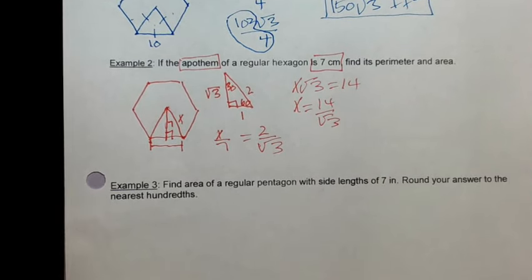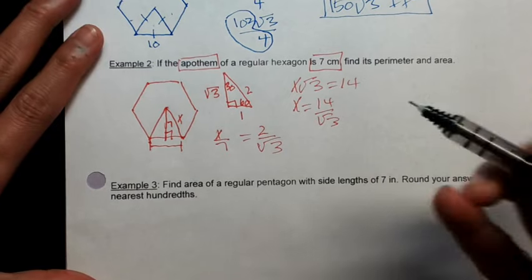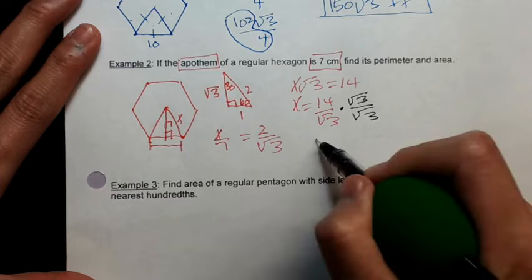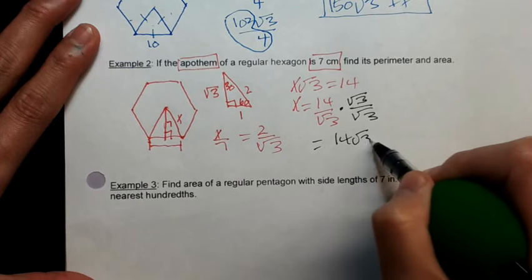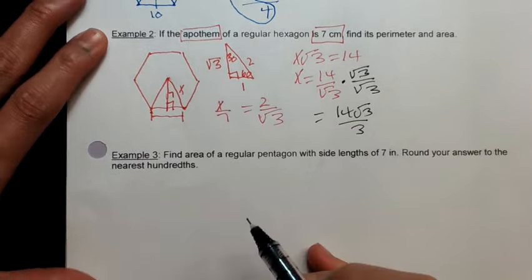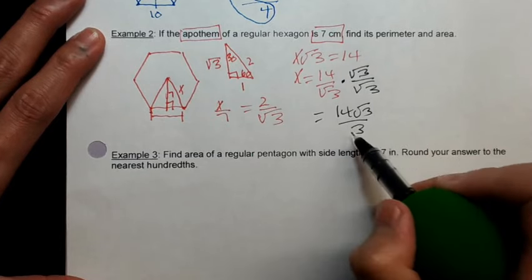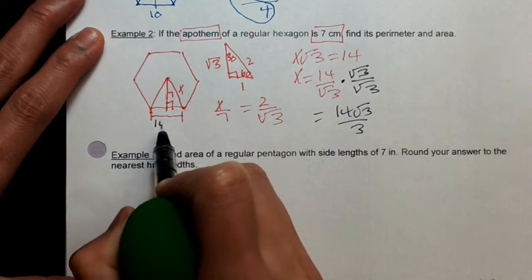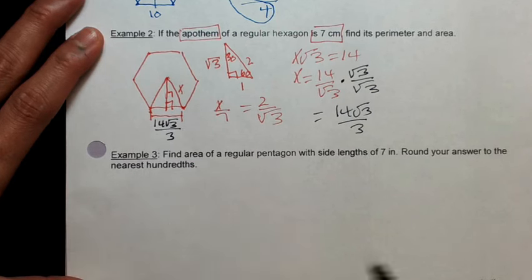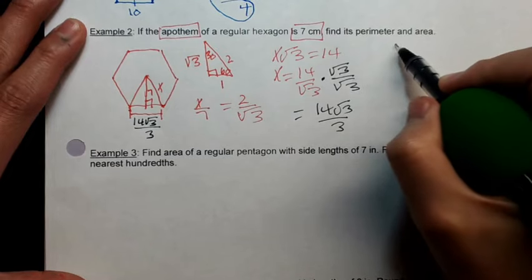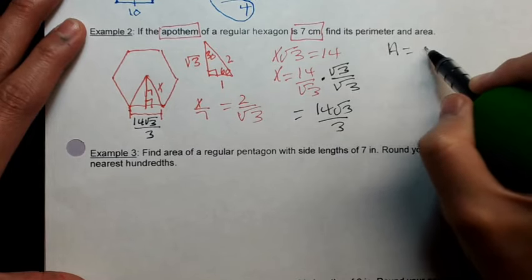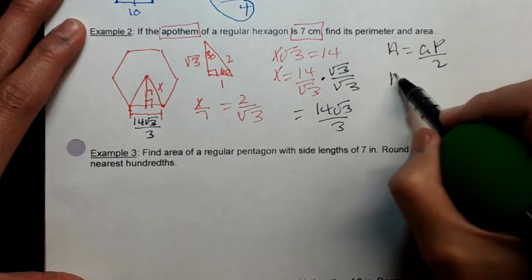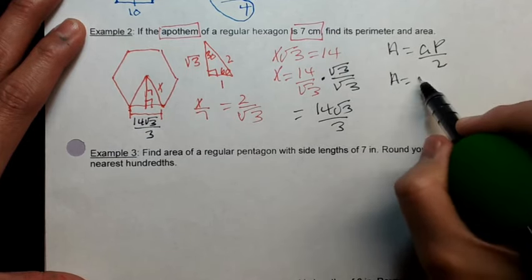And what was the rule when you have a radical in the bottom? You multiply by root 3 to get rid of the radical. So I get 14 root 3 over 3. Now you have to ask yourself, can I further simplify 14 and 3? No. Now that right there is 14 root 3 over 3. So let's see if y'all recall the area of a regular polygon. Apothem times perimeter divided by 2. Wasn't the apothem given as 7?